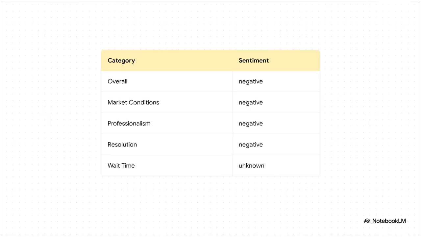Just look at this output. By feeding the transcript into AI_SENTIMENT, you automatically get this incredible breakdown. The overall sentiment was negative. Okay, the client felt negatively about the market, sure, but also about the agent's professionalism and the call's resolution. That is insight you could never get at scale by just listening.